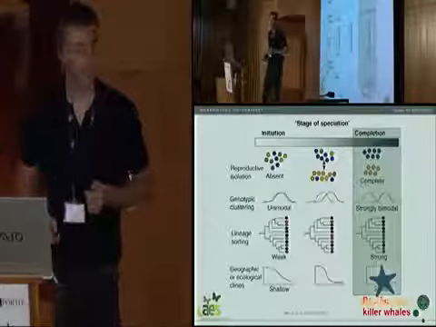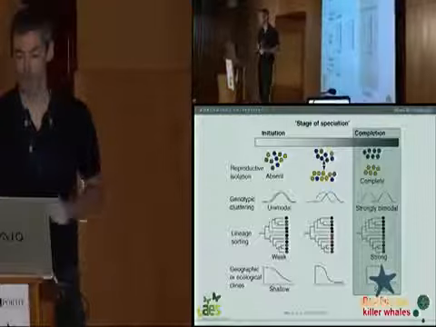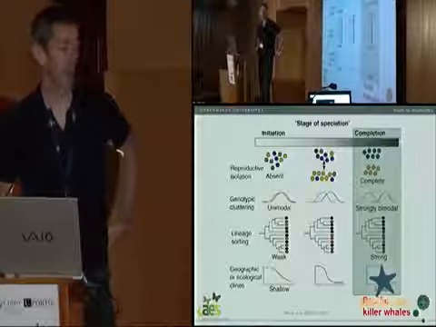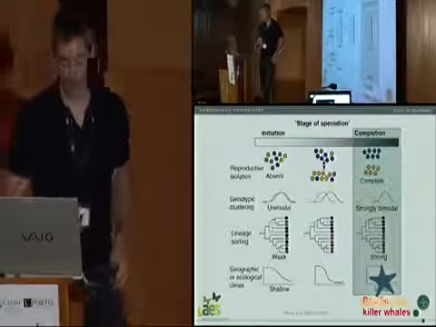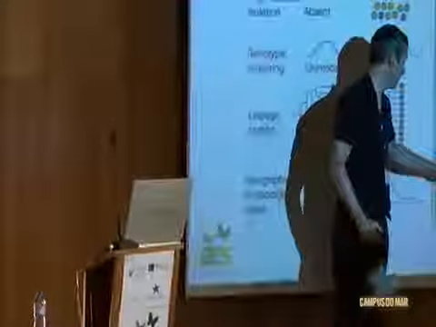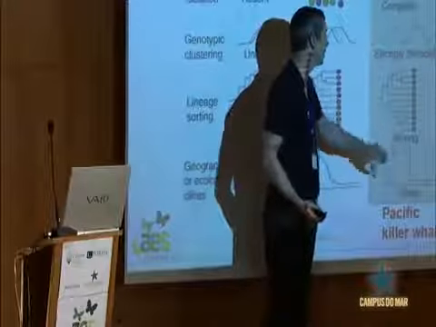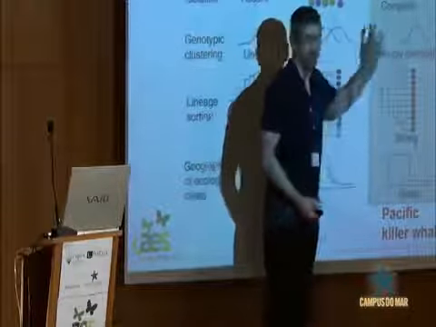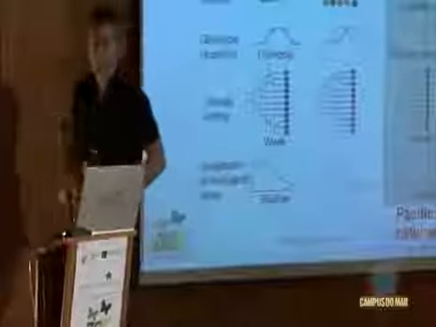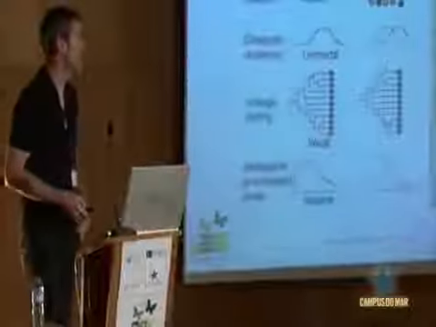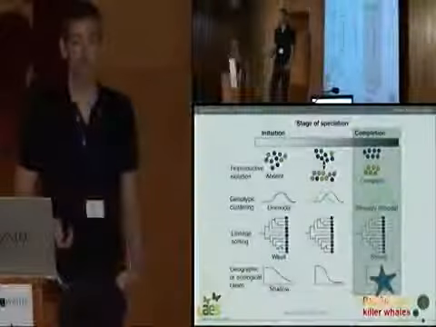So it's suggesting that these two ecotypes in the North Pacific are at a very late stage of speciation, perhaps even completion. There's a steep step in the ecology, a strong lineage sorting of the mitochondrial genomes, and also strong genotypic clustering, suggesting that there's some kind of reproductive isolation mechanism there.